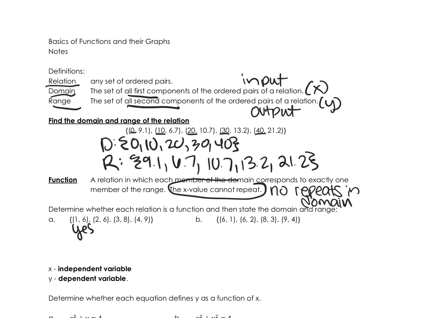How about B? Is B a function? No, what's repeating? 6. The 6 in the domain is repeating, so this is not a function. It's a relation still, right? There's still a bunch of ordered pairs, but it's not a function.